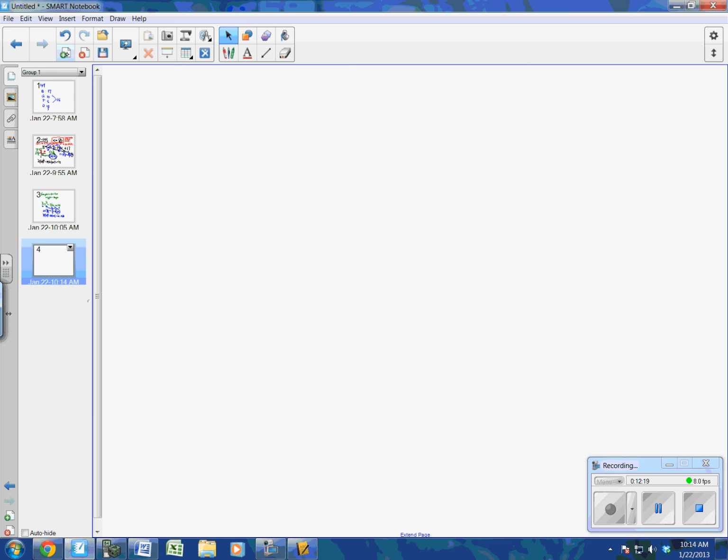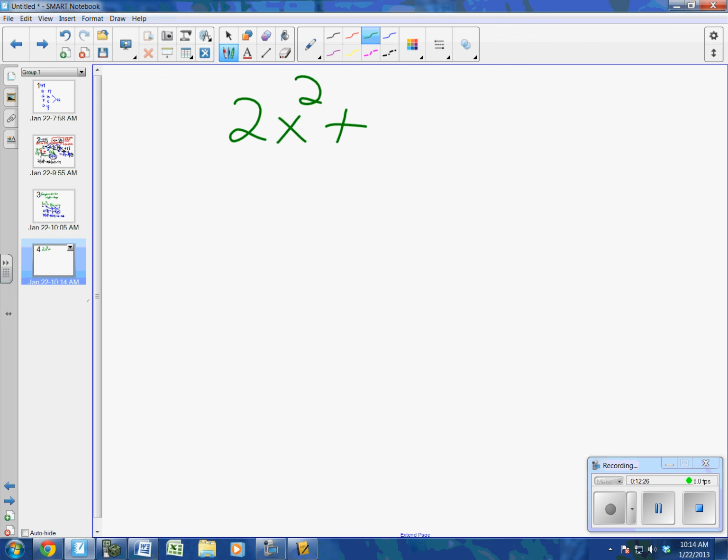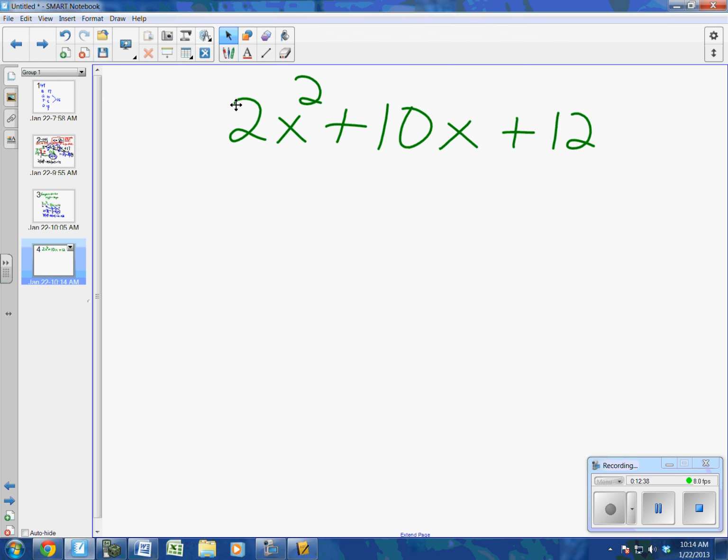Here we go, you guys, here's another one right here. 2x squared plus 10x plus 12. I want you guys to find the vertex. And we're going to do a sage and scribe again. I'd like you guys to switch. Who was the sage and scribe last time? Go.